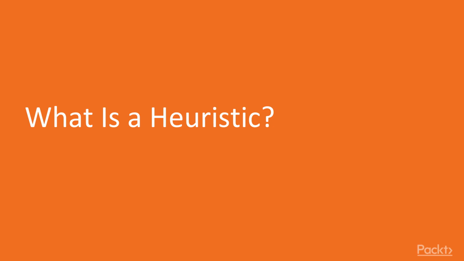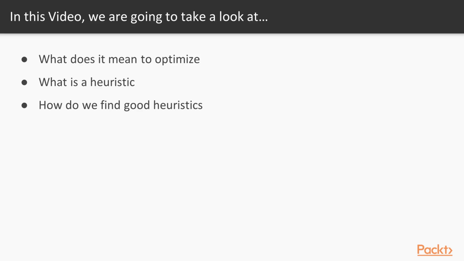This video is called What is a heuristic? In this video we will talk about what we mean by optimizing. We will see what a heuristic is, and we will discuss how we can find good heuristics for our algorithms.